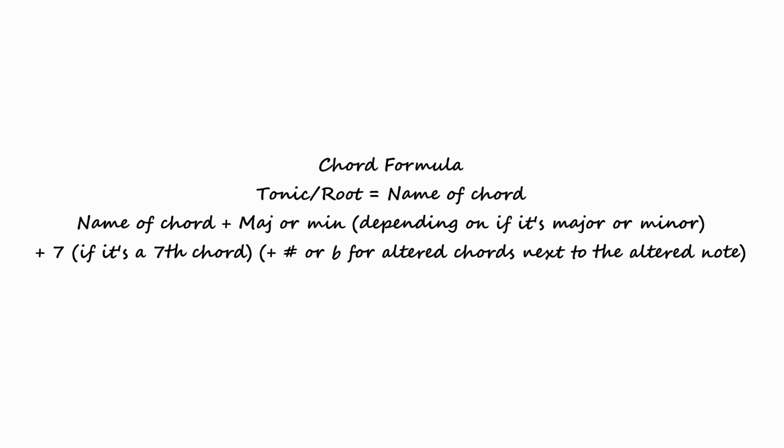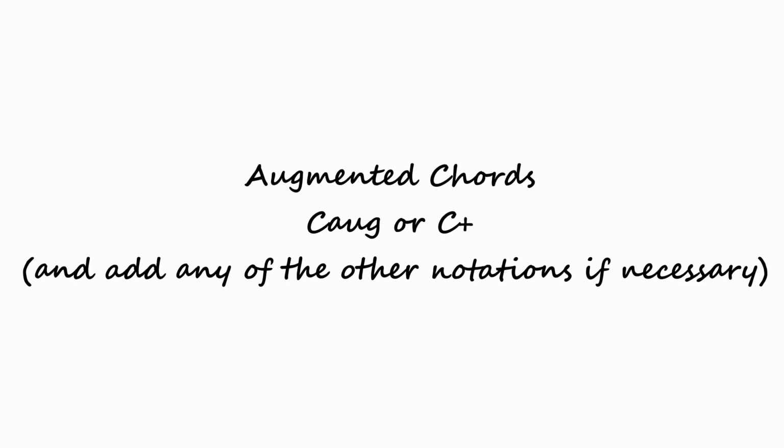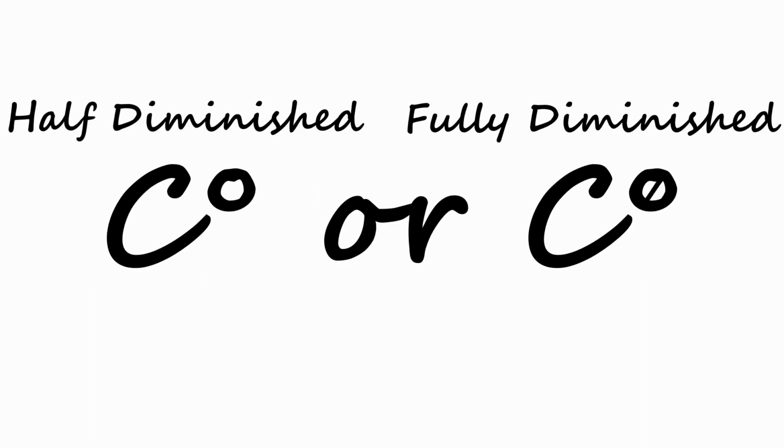And then if you have augmented, you would put a plus or just put AUG. And if you have a fully diminished chord, you would put a degree symbol. And if it's half diminished, you put a degree symbol with a cross in it to show that it's half diminished. But yeah, so that'll do it for this video.